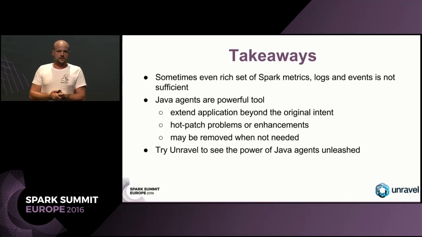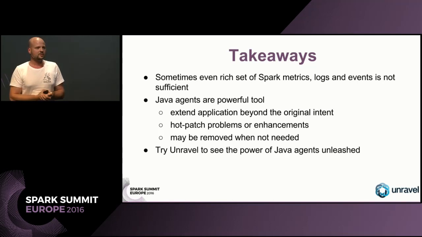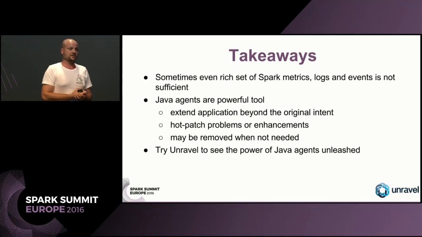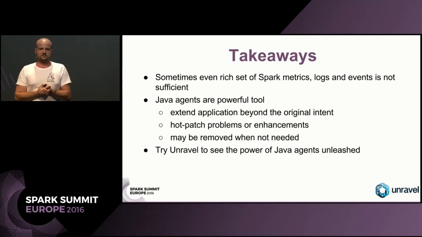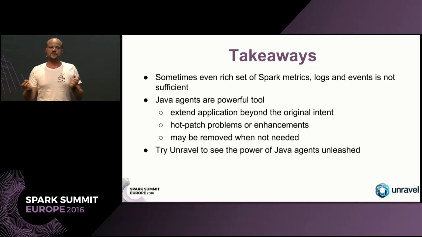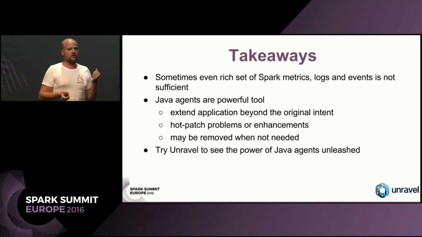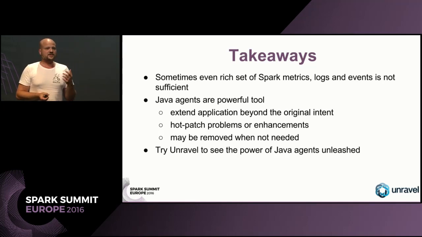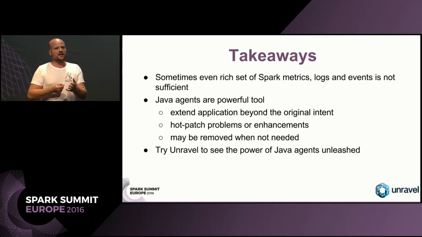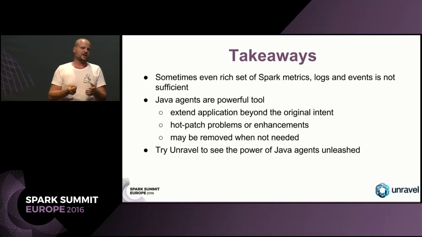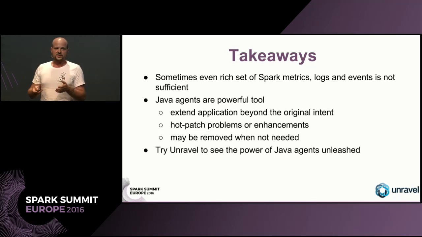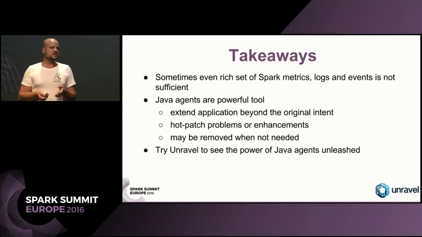So during this exercise of figuring out how to solve the caching problem in Spark, we learned that sometimes even the really rich set of Spark data you can get, like Spark metrics, event logs, all the listeners we heard about just a session before, sometimes they are not enough because you need to get the data nobody actually thought might be useful for something. So they are not exposed. So in this case, using a Java agent is a pretty good solution.